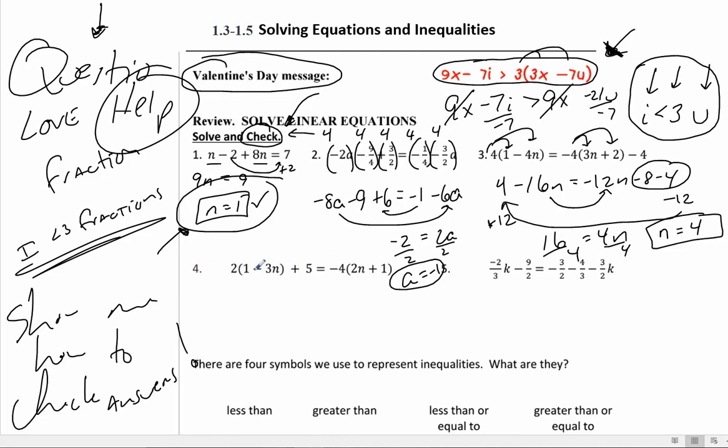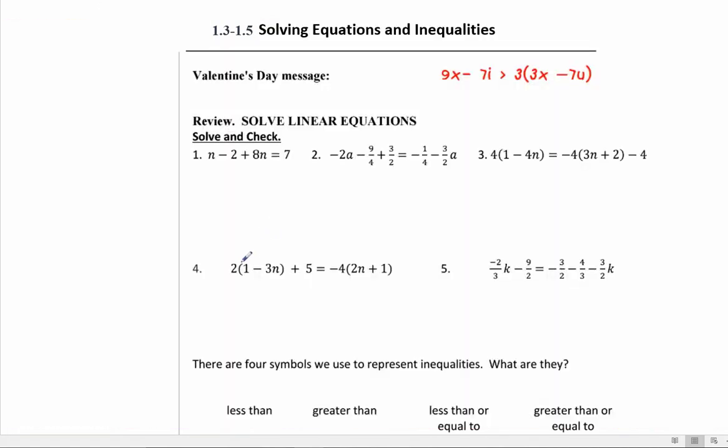All right, I want you guys to pause the video here and do 4 and 5, okay? Pause 4 and 5. For number 4, I need to distribute. So it's 2 minus 6n plus 5 equals negative 8n minus 4.